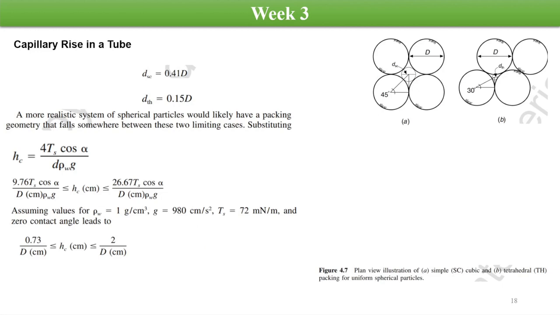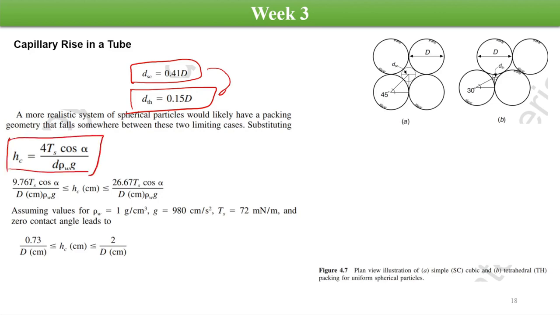A more realistic system of spherical particles would likely have a packing geometry that falls somewhere in between these two limiting cases: the first one, simple cubical, and the second one, tetrahedral. So the most realistic system will have a combination in between these two, and a set of combinations also. If you see here, the formula of capillary rise is going to be 4 Ts cos alpha upon D rho w into g.